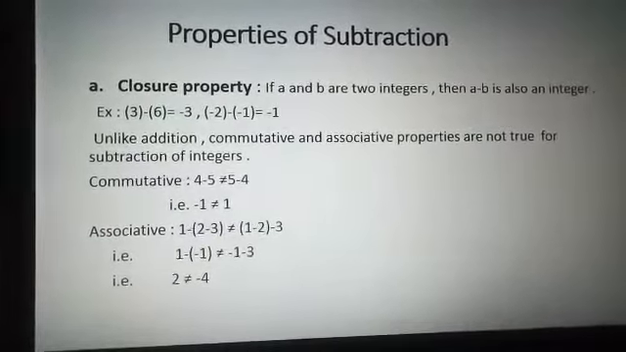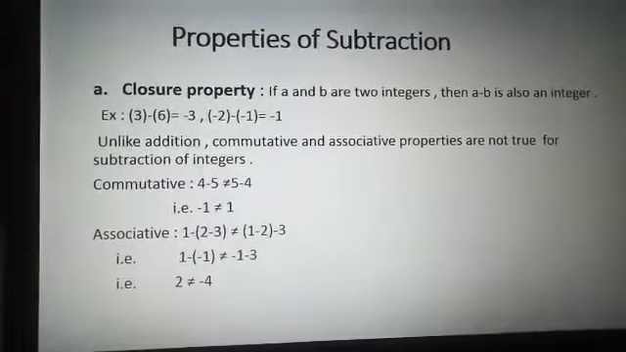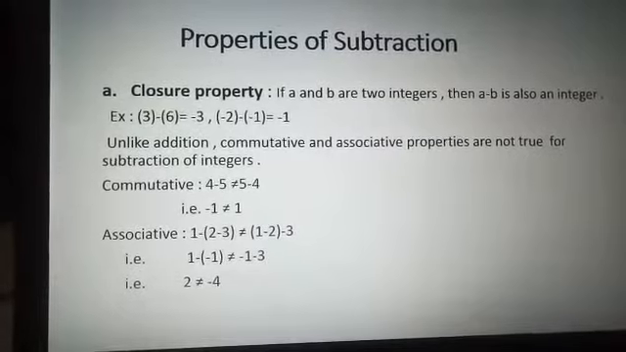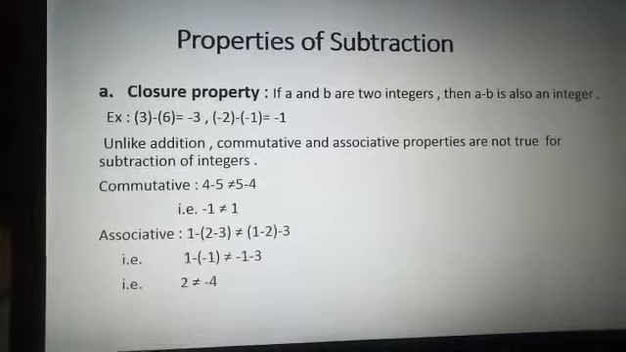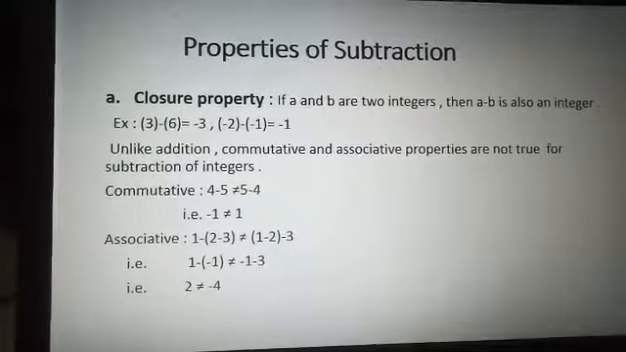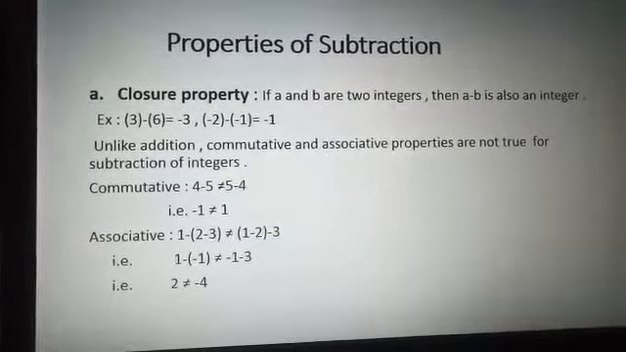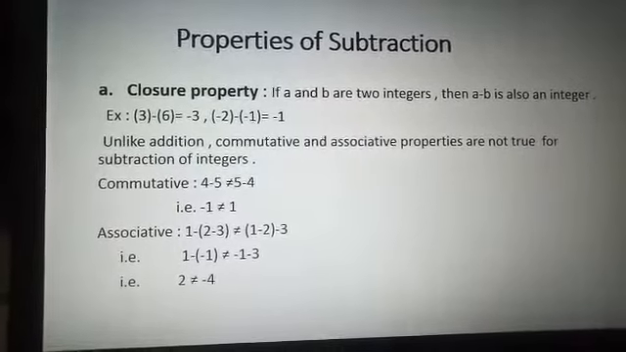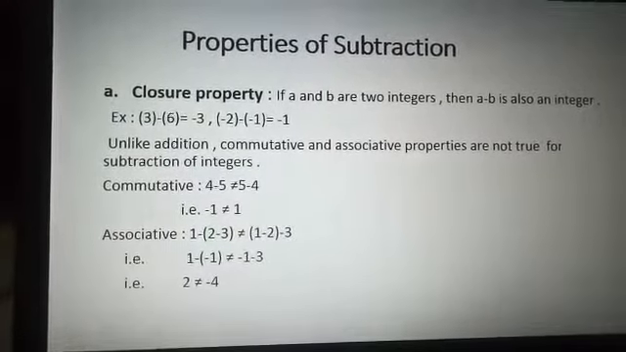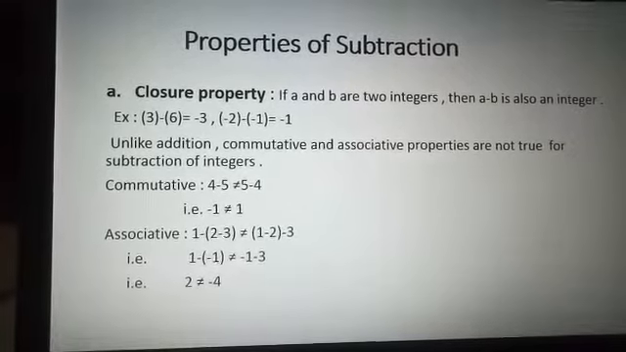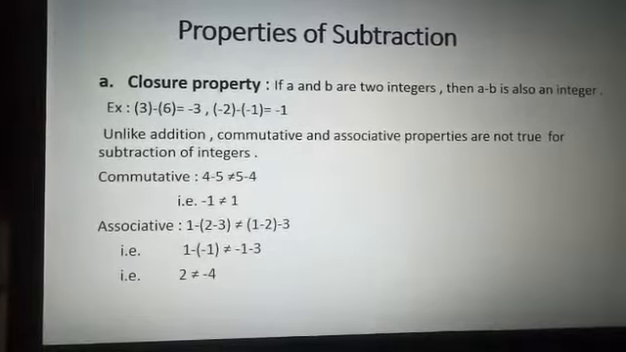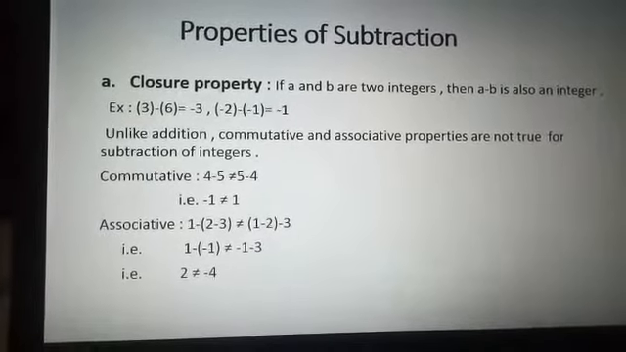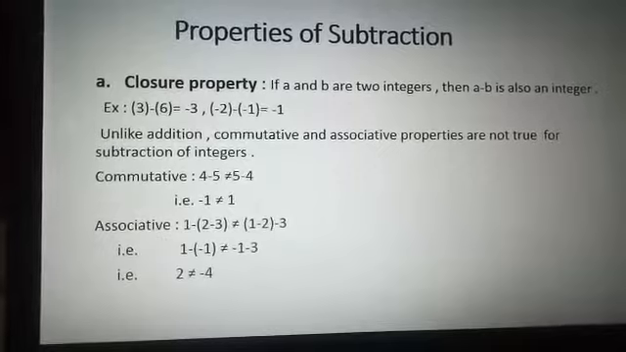Now see the associative property. Associative property for subtraction: A minus in bracket B minus C is not equal to A minus B in bracket minus C. See the example. 1 minus in bracket 2 minus 3, which is not equal to in bracket 1 minus 2, minus 3. On the left hand side, 1 minus 2 minus 3, first we have to solve the bracket. That means 2 minus 3.